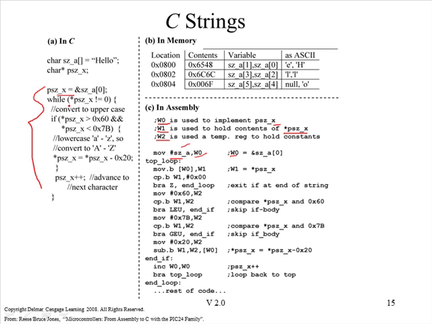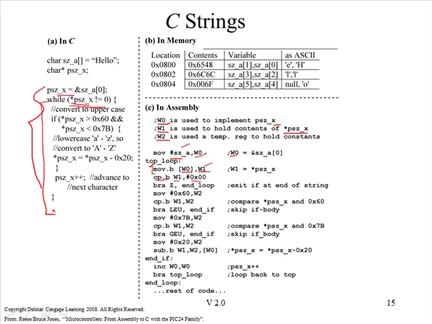At this point, we now need to implement this condition test here. We're checking to see if our current character is not equal to 0. So we're first of all going to move what W0 is pointing at into W1. That's going to move our current character into W1. We're then going to compare that character against 0.